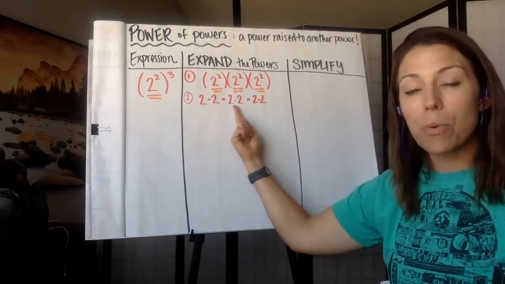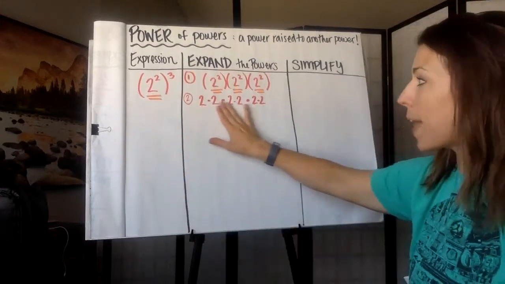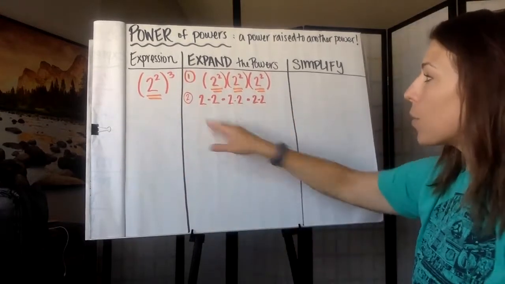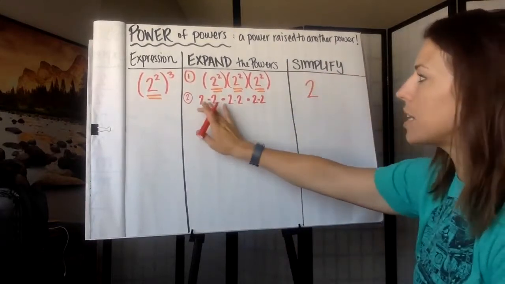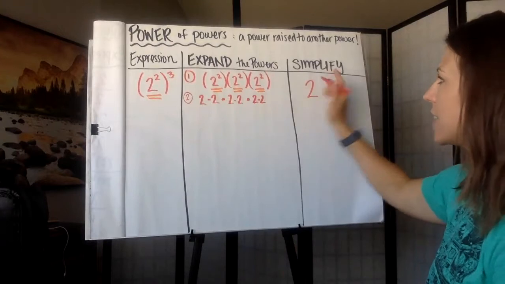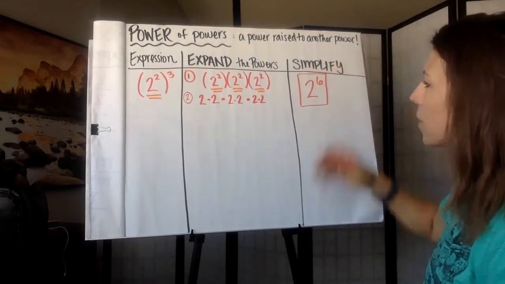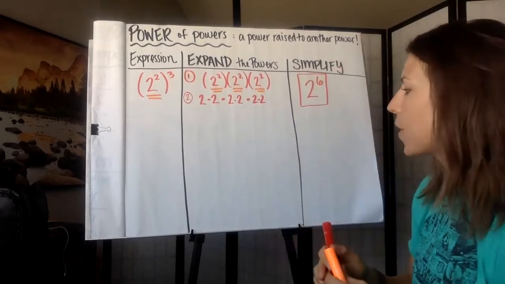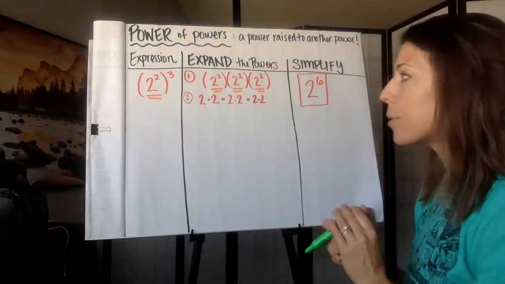Now this is going to look more similar to our product of powers because we're just multiplying all of these bases. So our base is 2, and how many total times am I multiplying it? 1, 2, 3, 4, 5, and 6. So my final answer here would be 2 to the 6th power, and if you wanted to fully simplify that, you could. All right, let's look at a second example, this time using a variable.